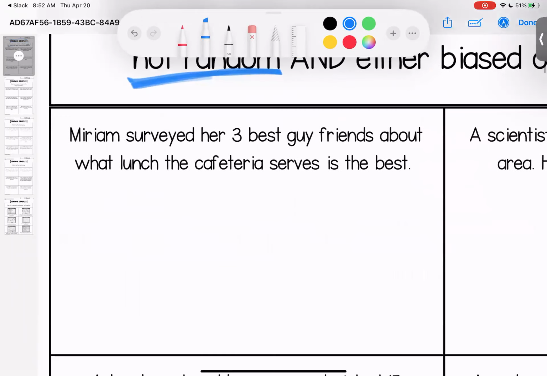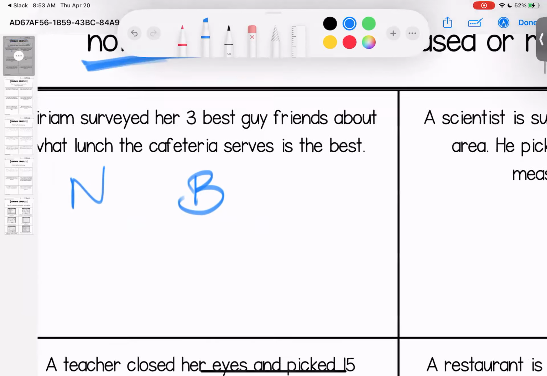So let's dive in. Miriam surveyed her 3 best guy friends about what lunch the cafeteria serves is the best. This is not random. And it's not random because they're her best friends. She knows who they are. And this is also going to be biased because if they eat in the cafeteria already, they are going to have a thought about what is best. Also, it could have been people that she knows that like to eat lunch at the cafeteria versus if she interviewed people that never purchase lunch at the cafeteria. We're not going to get a non-biased or a representative answer.